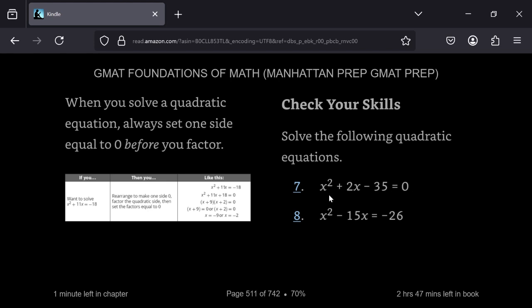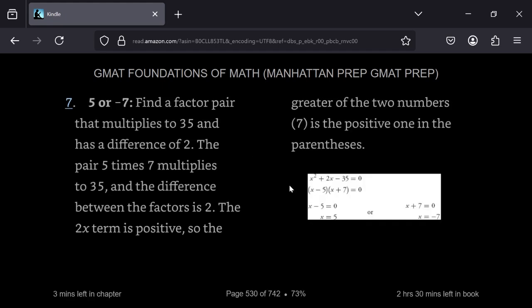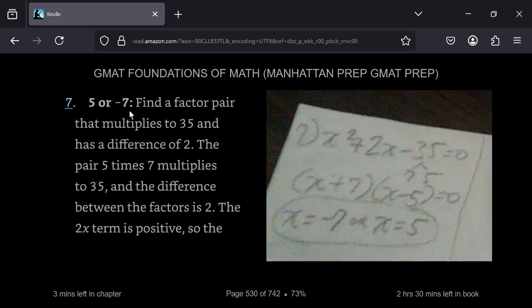And then, once we have a solution or an answer, we check whether we got it right or not. So we press this 7, which links us to the explanation. The answer is 5 or negative 7. And it says here that we find a factor pair that multiplies to 35 and has a difference of 2.